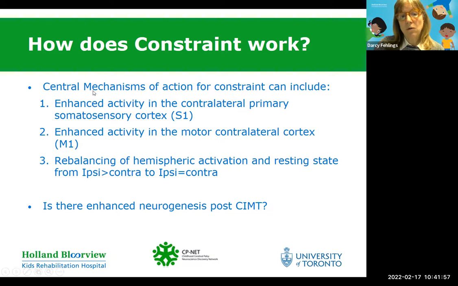So what have we shown in terms of central mechanisms of action? Enhanced activity and processing in the contralateral somatosensory cortex, enhanced activity in the contralateral motor cortex, and then a rebalancing of hemispheric activation. And then we're also excited to be exploring a neural plastic response with support for enhanced neurogenesis post-CIMT.